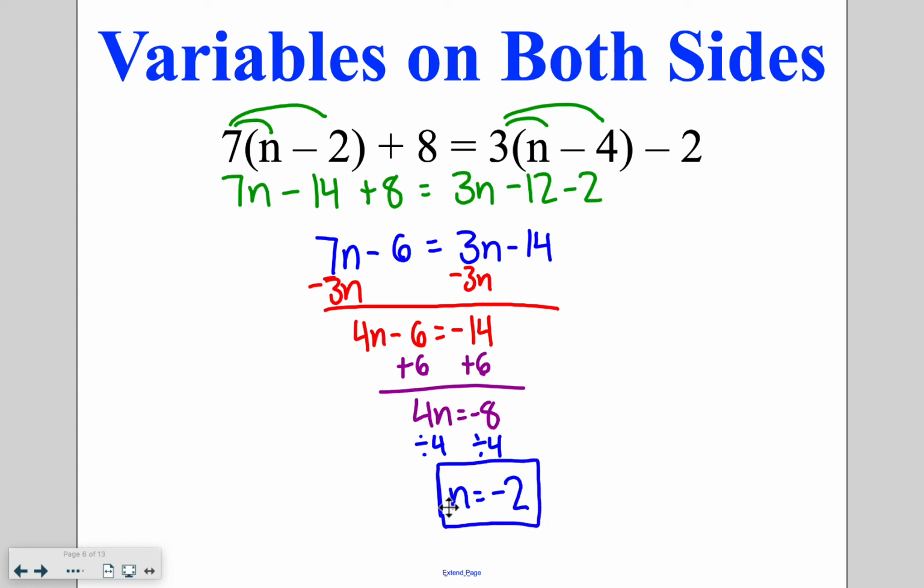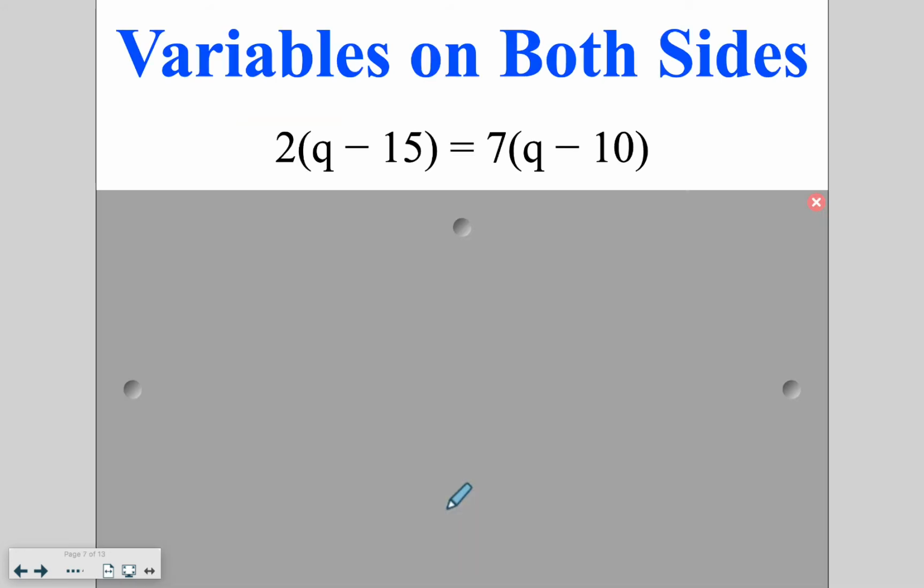Again, you could plug that back in to check it out to make sure that both sides are actually equal. And that's a great way to go back and check your work. Go ahead and try this one on your own.